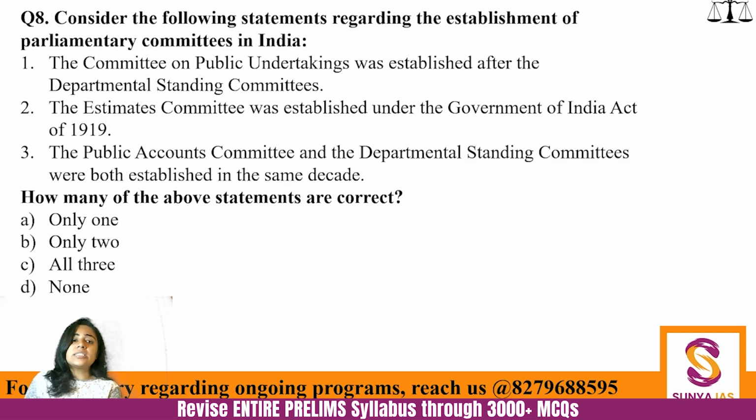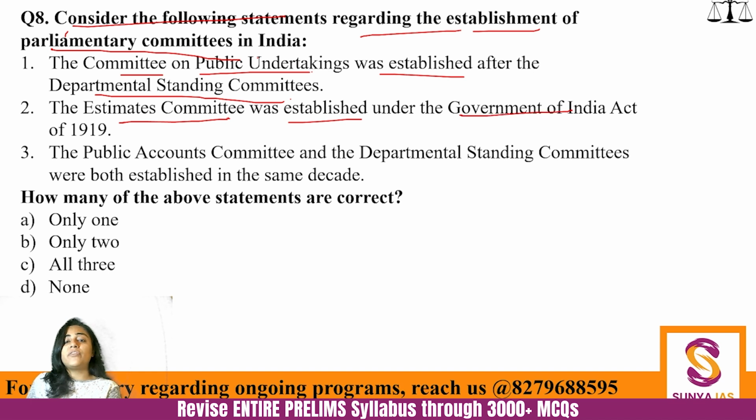Next. Consider the following statements regarding the establishment of parliamentary committees in India. The Committee on Public Undertakings was established after the department standing committees. The Estimate Committee was established under the Government of India Act 1919, and the Public Accounts Committee and the Department Standing Committees were both established in the same decade. How many of the above statements are correct? Again, if you have not studied this topic in detail, you cannot even think of attempting this question because this is demanding that you apply your knowledge from here and there in one question.